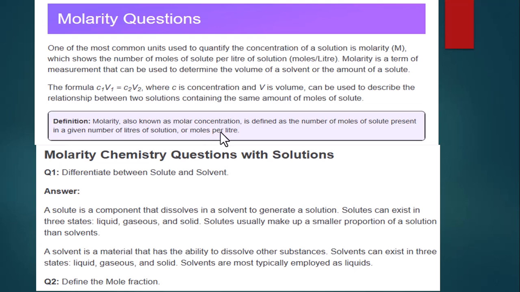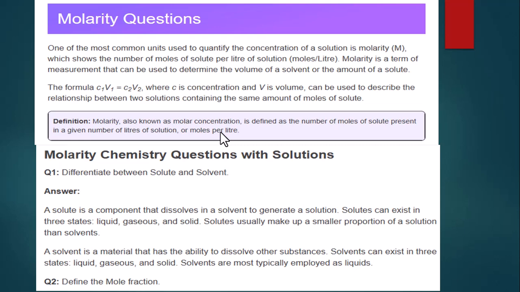Okay, that is fine. Molarity chemistry questions with solution: differentiate between the solute and the solvent. And the answer, they say, is that a solute is a component that dissolves in a solvent to generate a solution. This is very true. That's exactly what we said. You take in your solute and it is dissolved inside of a solvent, and that mixture of those two is what we call a solution.